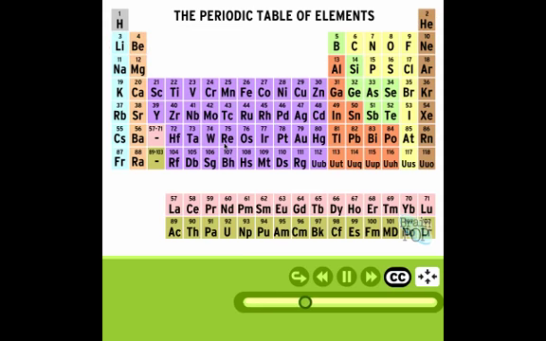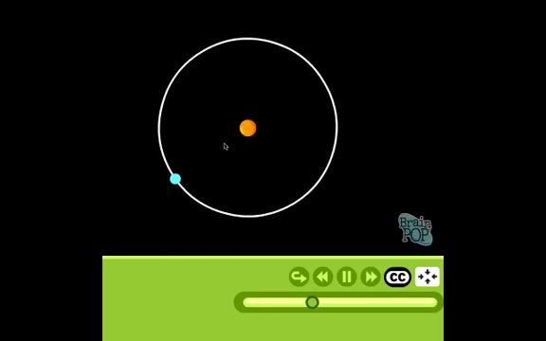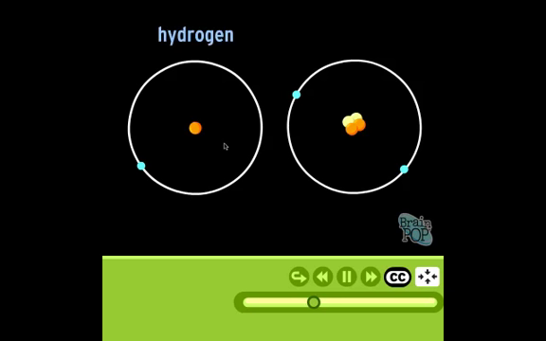Reading across this way, the sets are called periods. You remember how electrons orbit in shells, right? Well, periods describe the number of electron shells that elements have. Period 1 consists of only 2 elements, hydrogen and helium. These guys only have 1 electron shell.